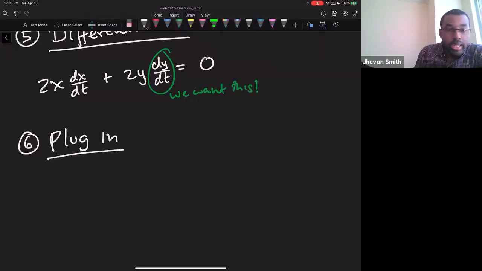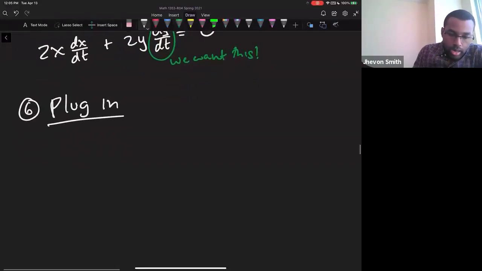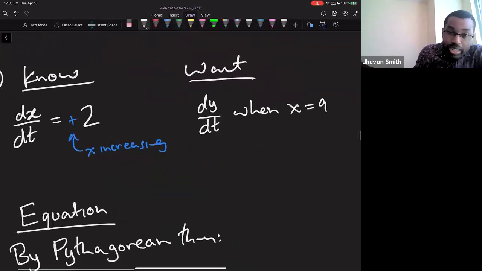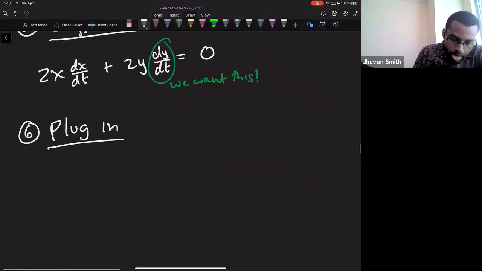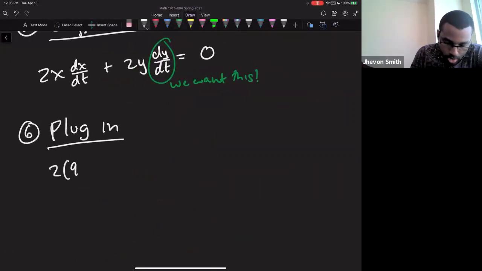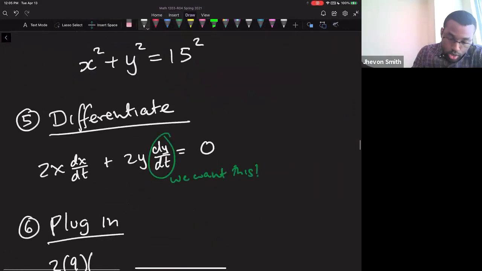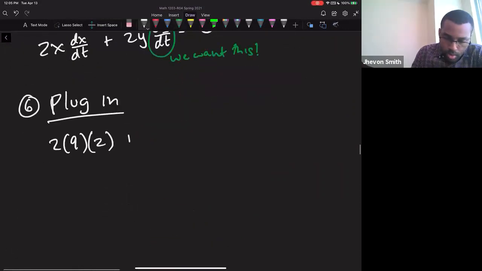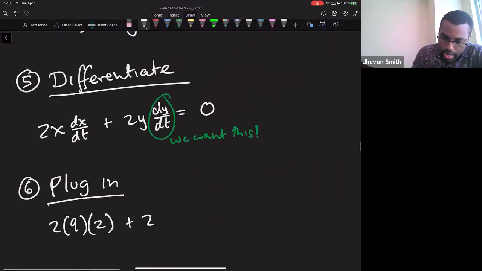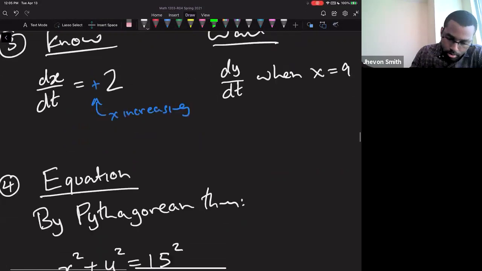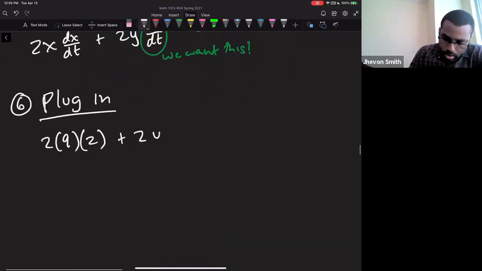So let's actually see if we can get that. We go in and we know what we want and when. We want dy/dt when x is 9. So I'm going to plug in 9 for x. For dx/dt, plug in 2, plus 2 times y. We don't have y. And then my dy/dt.